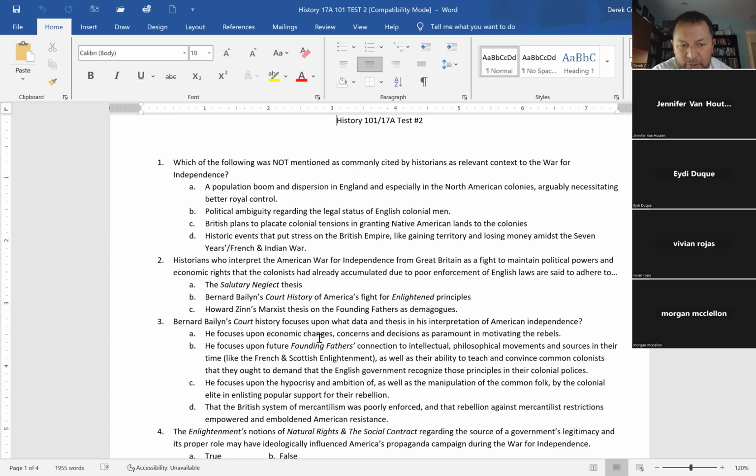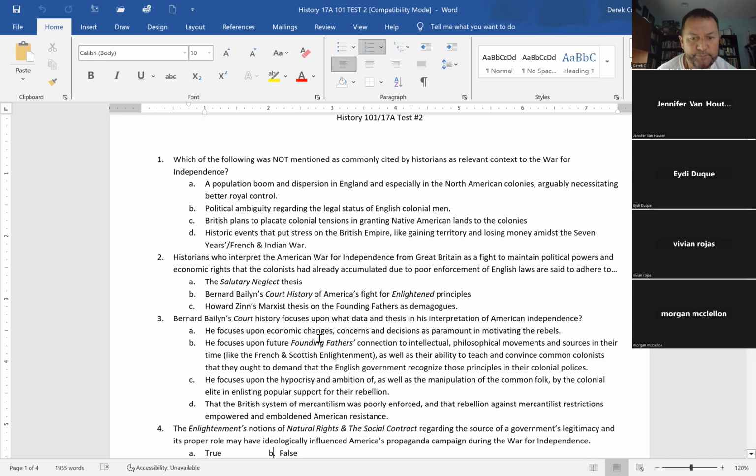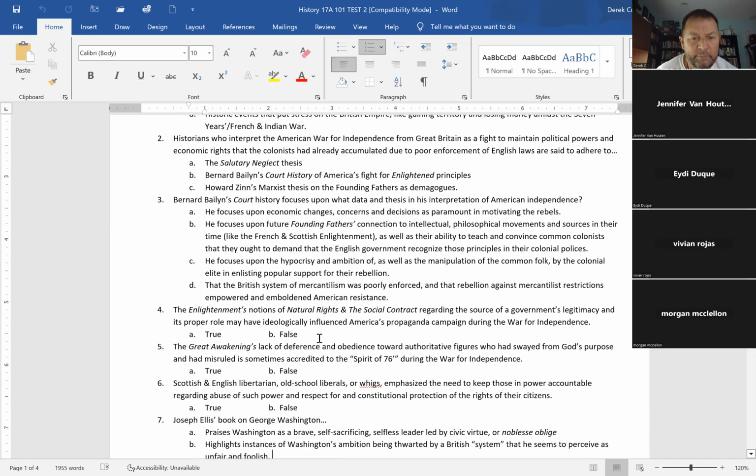Bernard Bailyn's court history is number two. Remember, it was all about the Enlightenment, the French Enlightenment and the Scottish Enlightenment, and the Second Great Awakening, or perhaps the First Great Awakening, how they had an effect upon the colonists in enhancing their sense of entitlement and their aversion to any forms or manifestations of tyranny. So it's kind of the court history that we grew up with, fighting for liberty against tyranny. Right.